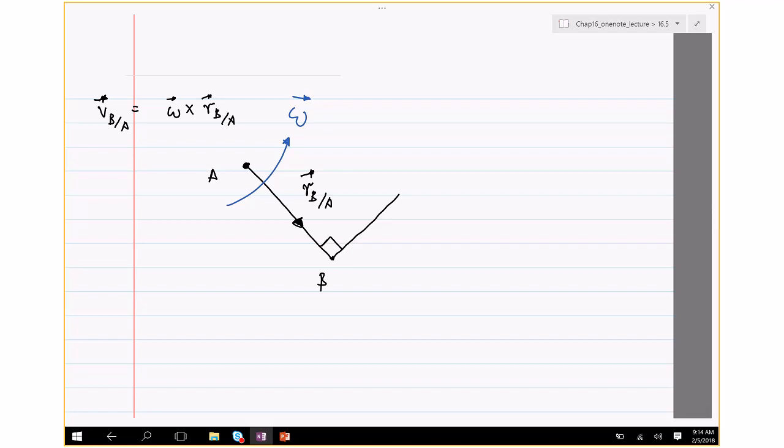That's true because of how you get the direction of omega. You curl your right hand along omega, your fingers curl along omega, and your thumb gives the direction of omega. So omega is along k, because we assume that k points outside the plane of the paper. To do omega cross RB with respect to A, omega is coming out of the plane and the vector A to B is this way. So you curl your fingers from omega to the vector B with respect to A, and your thumb gives the direction of VB with respect to A, which means the direction is going to be this way.